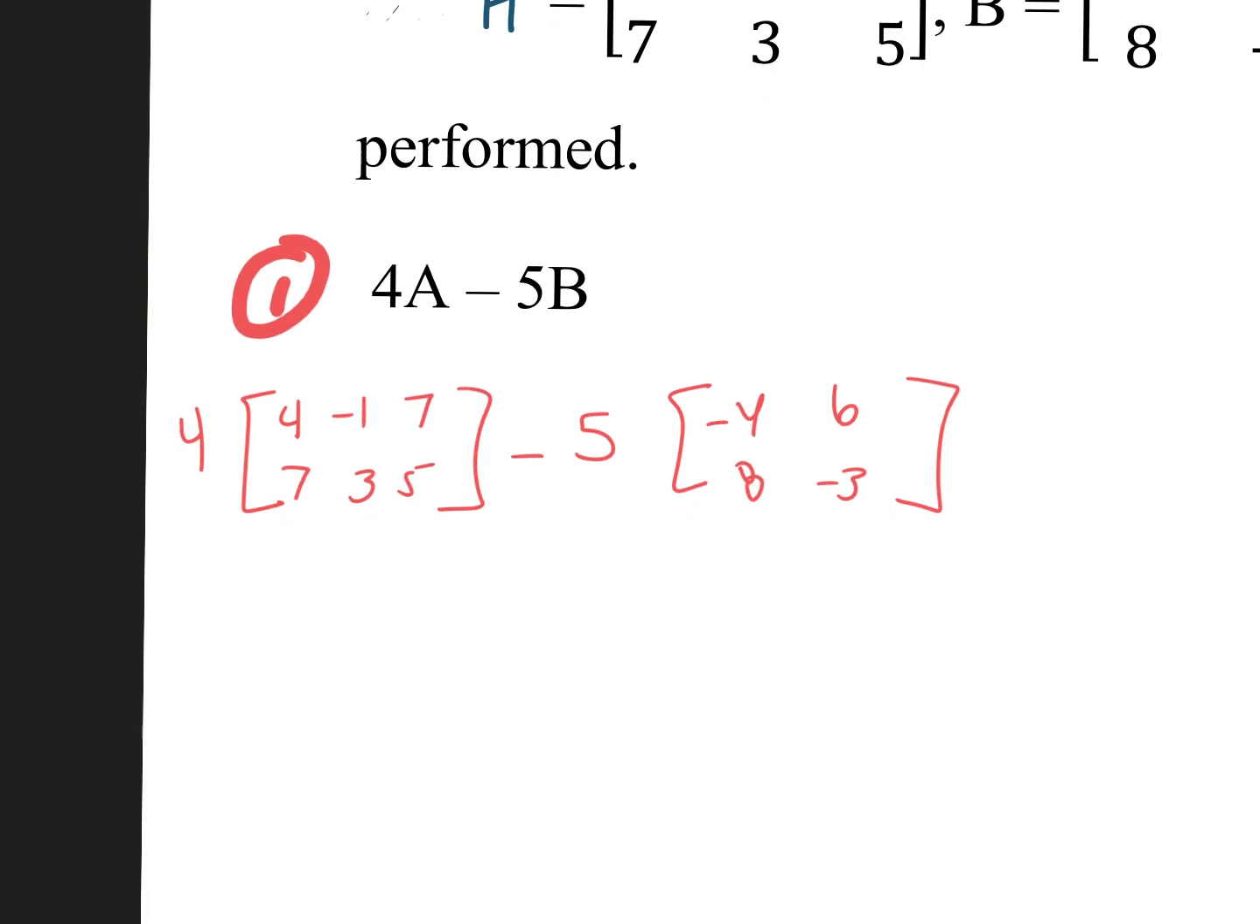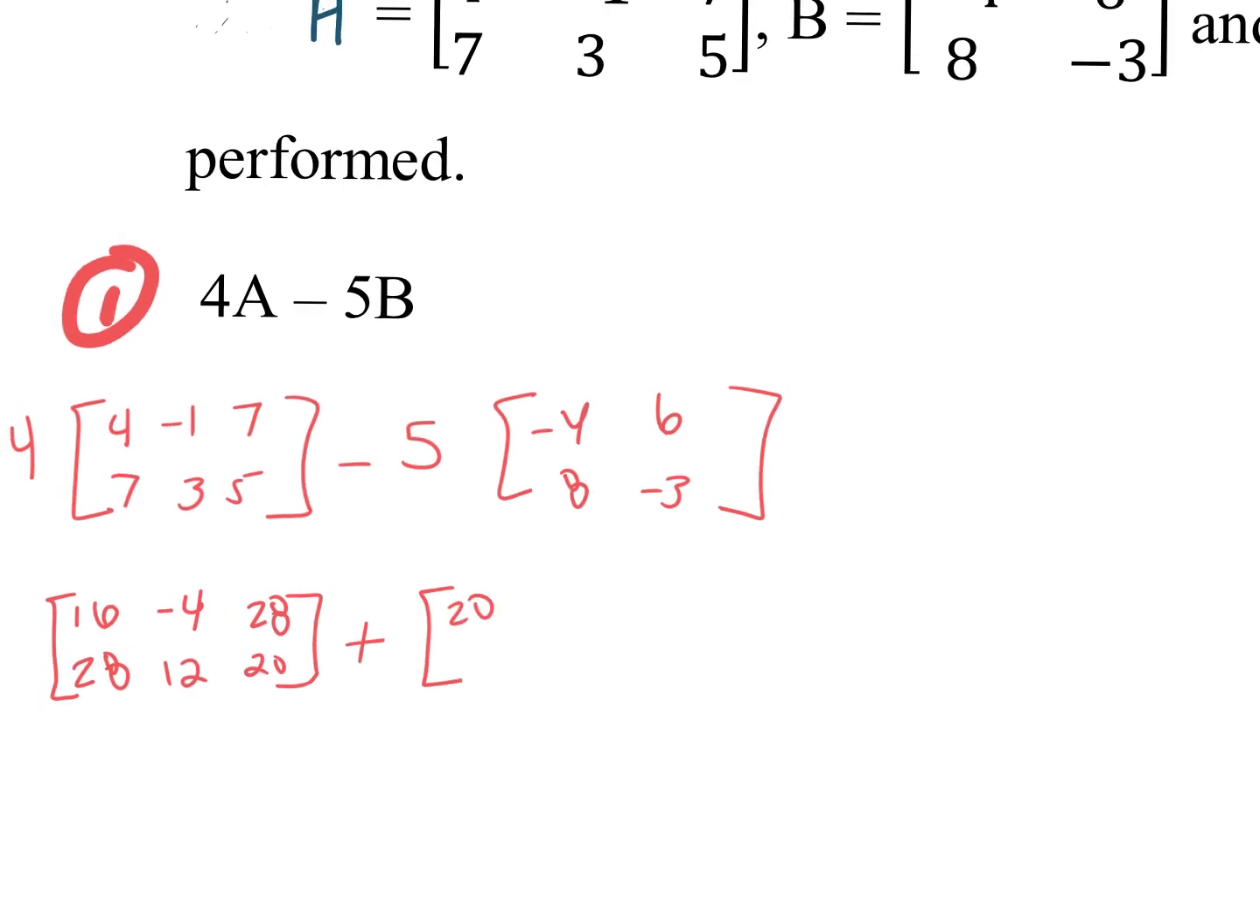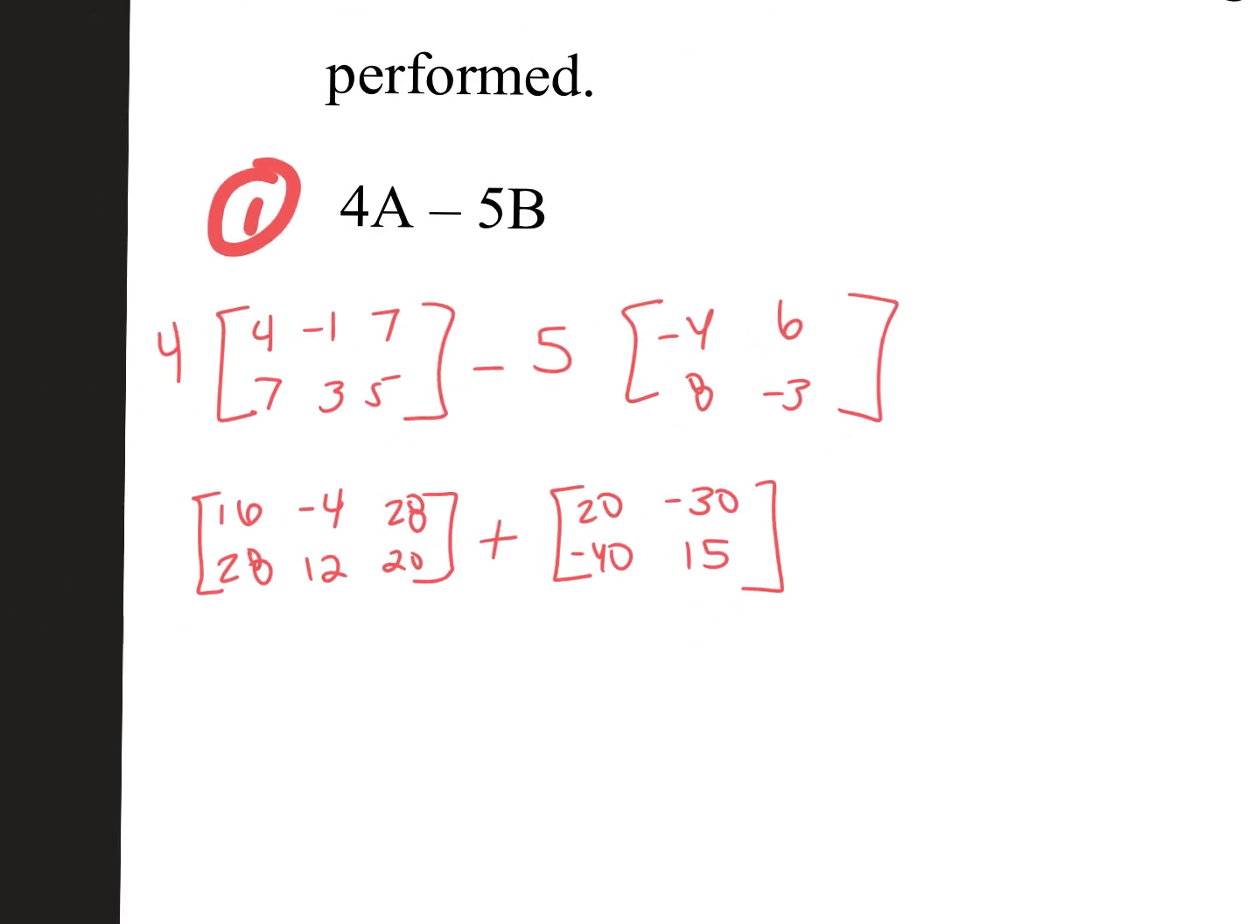Okay, so let's distribute. Distributing that 4 means you're going to multiply everything in here by 4. So 4 times 4 is 16. 4 times -1 is -4. 4 times 7 is 28. 4 times 3 is 12. 4 times 5 is 20. Correct? Now you're distributing the -5. So plus, -5 times -4 is 20. -5 times 6 is -30. -5 times 8 is -40. -5 times -3 is +15. Correct?